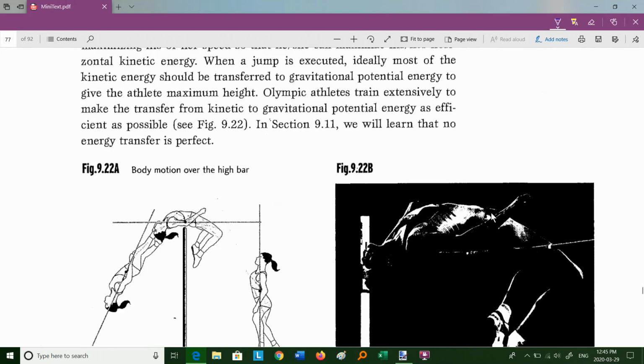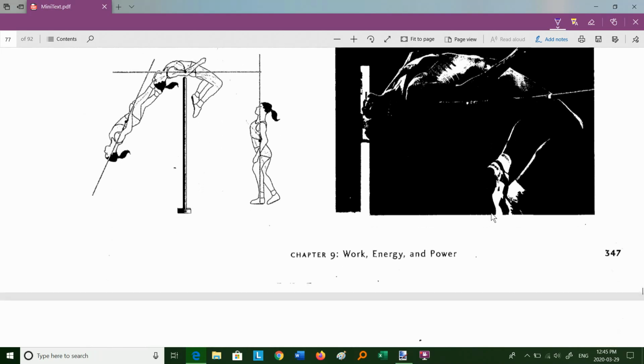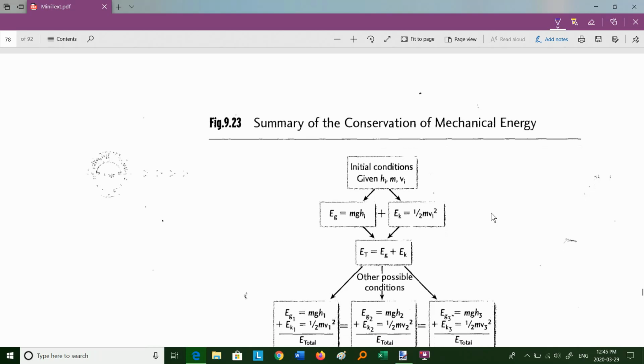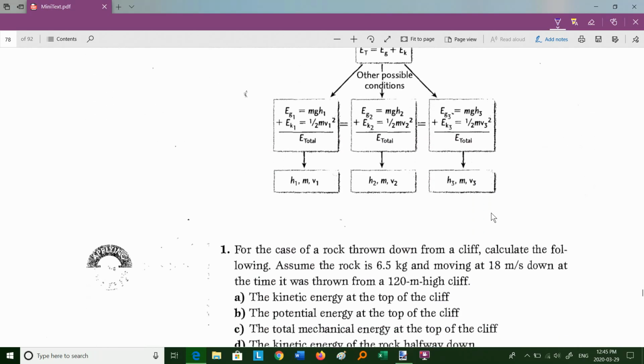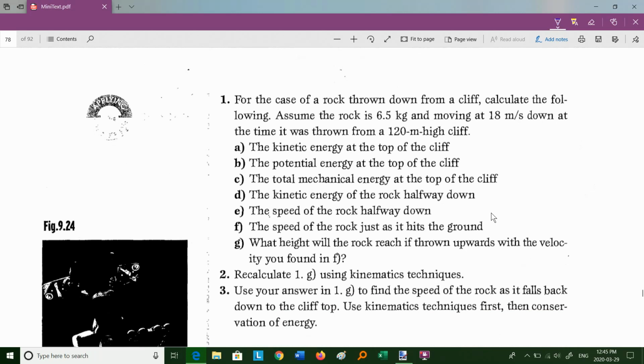Conservation of mechanical energy. Here are just some interesting pictures of pole vaulters, and no, these are high jumpers, not pole vaulters. Then there's flow charts, which I'm never really interested in. And then we have a case for you to practice on your own and apply the concepts. You can try question 1 on your own. Okay. Now that's actually it for the mini textbook. The answers again are at the back of it.